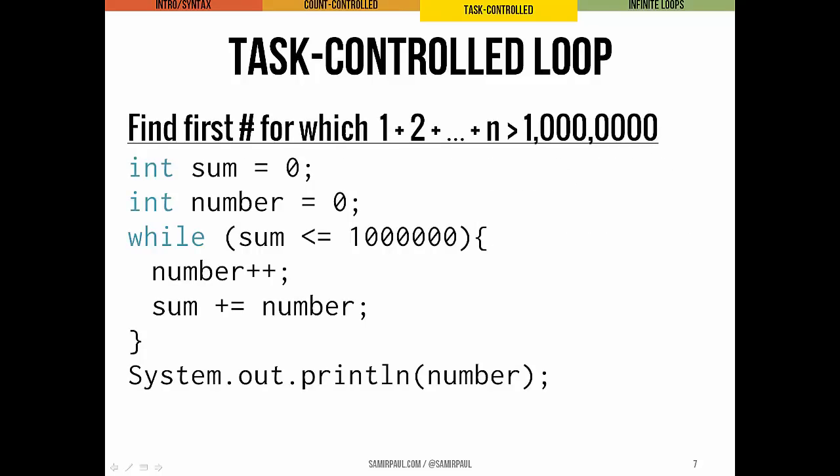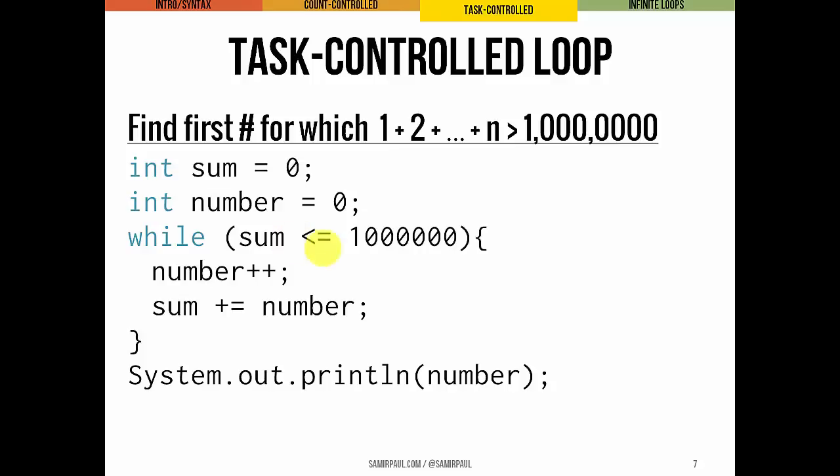We want to find the first number for which 1 plus 2 plus all the integers up to it is greater than 1,000,000. Find the first number that when you add up all the integers from 1 up to that number, the sum is greater than 1,000,000. So we start with a 0 sum, we start with a number 0, and while the sum is less than or equal to 1,000,000, we will add 1 to number and then add number to the sum. So you can trace through this on your own.